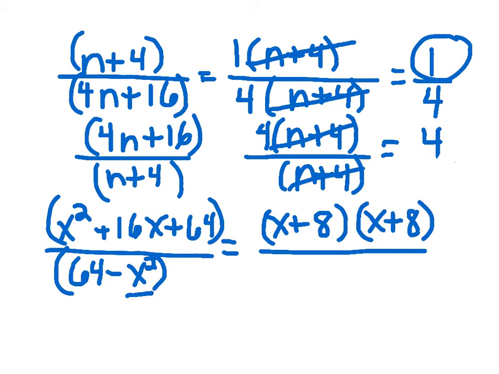Now, notice the x squared comes last, so this is a difference of squares. The x's have to go here. I'm going to have 2 different signs. And the square root of 64 is 8.